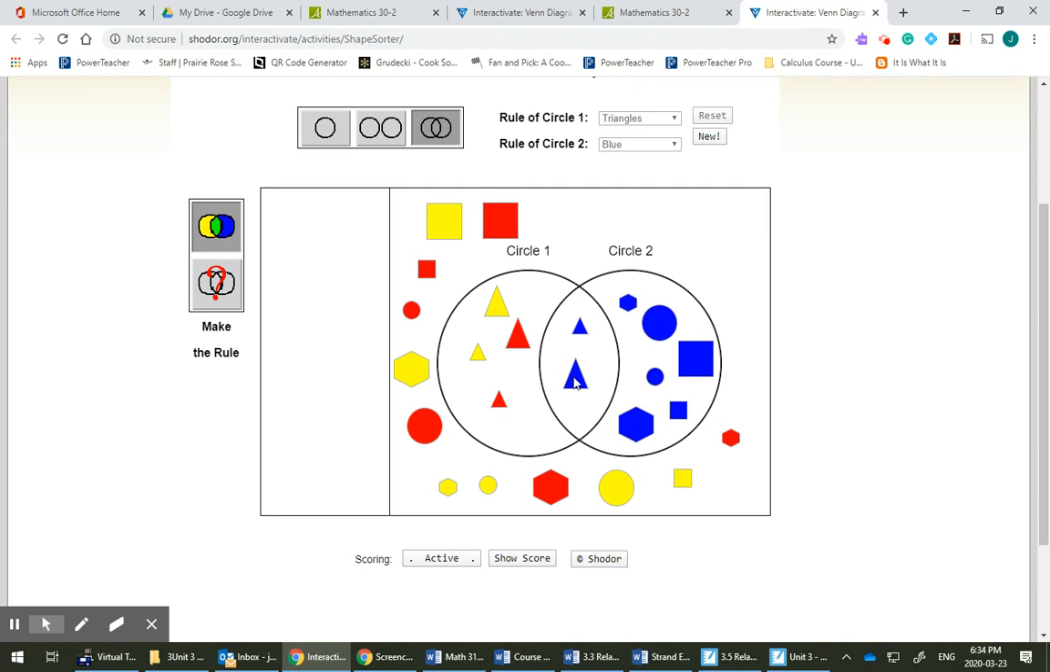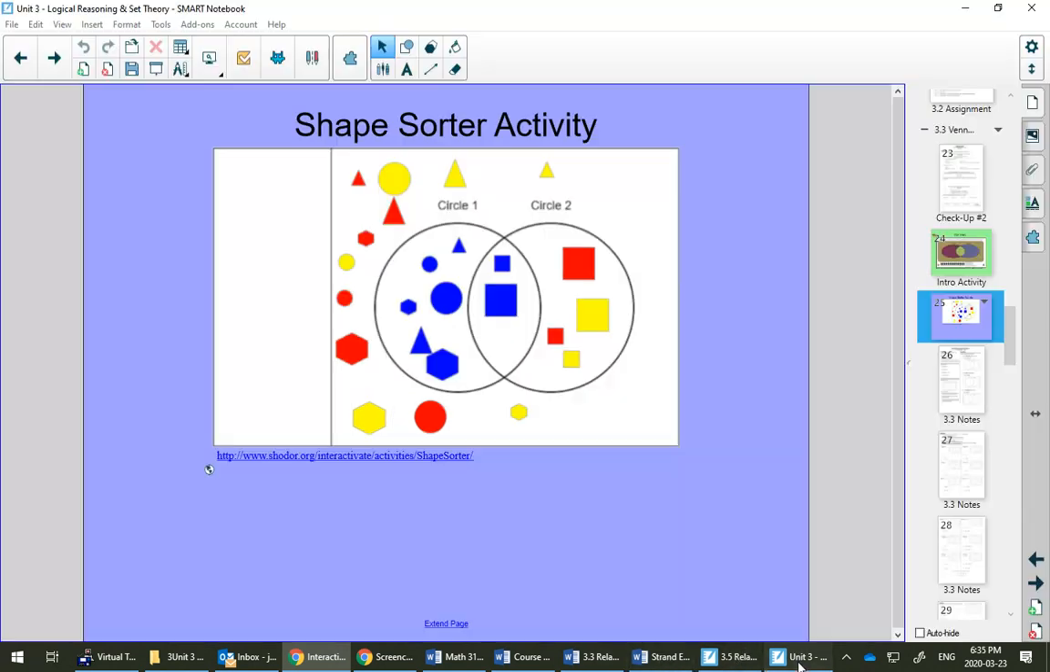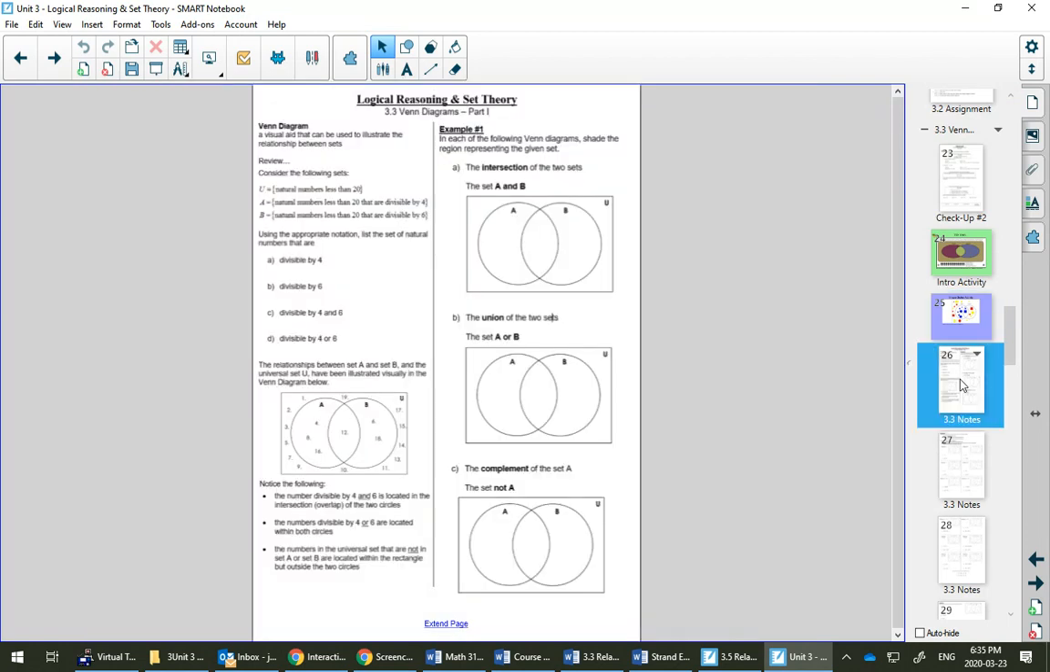If I asked how many objects are either triangles or blue shapes, then I would add up everything in the two circles, and that would be my answer. If I said how many of the objects are neither blue nor triangles, then I'd be counting up all of the items outside of those circles. So let's take a look at some more specific examples. You might find it helpful to have either a highlighter or different colored pens when you're making your notes. I'm going to zoom in the screen here.